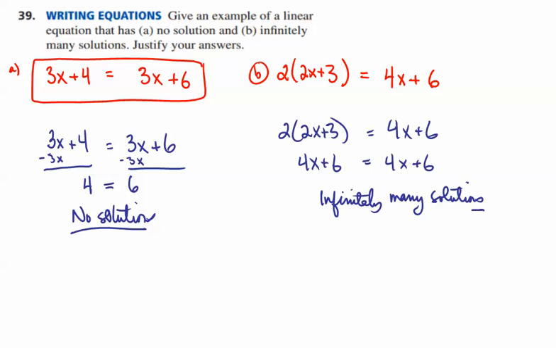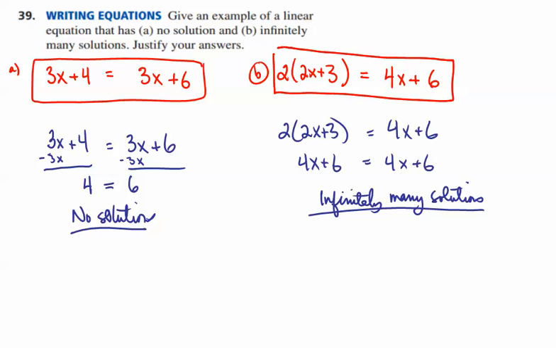All right. And starting off with the equation 2 times 2x plus 3 equals 4x plus 6, something like that. All right, so that's going to do it for this problem and for this section.